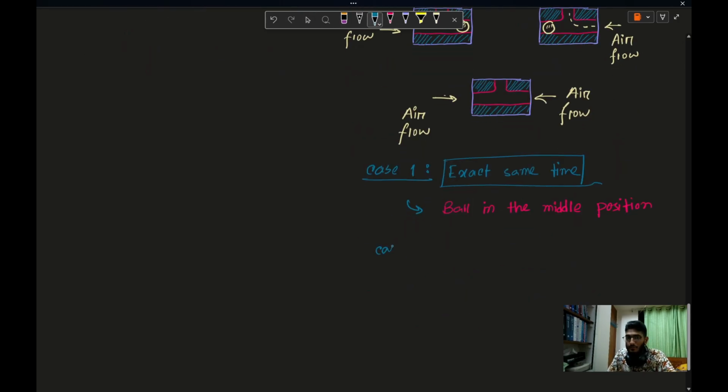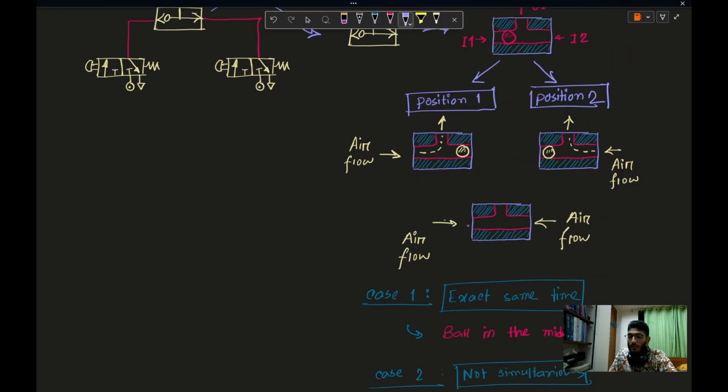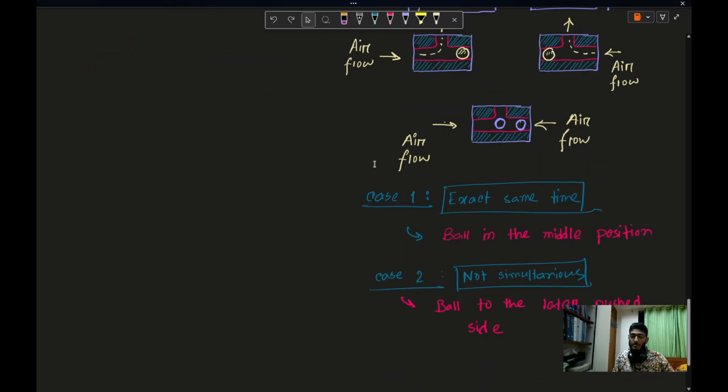And case 2, not simultaneous. The ball will go on that side which was pressed later. So if I give airflow on the left side first and later on the right side, then the ball will move here. And if I do it at exactly the same time, then the ball will move to the middle. Let me show you all of this in the simulation.